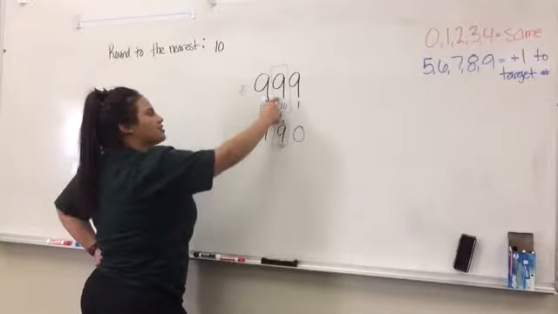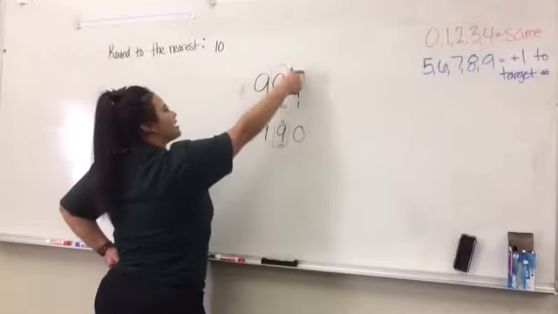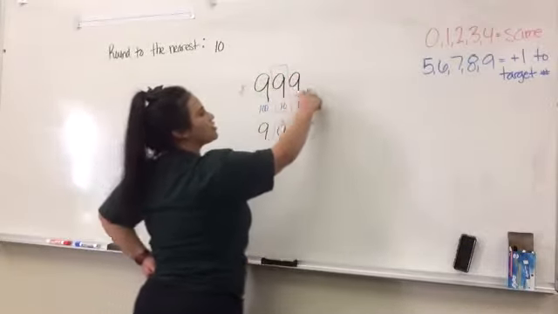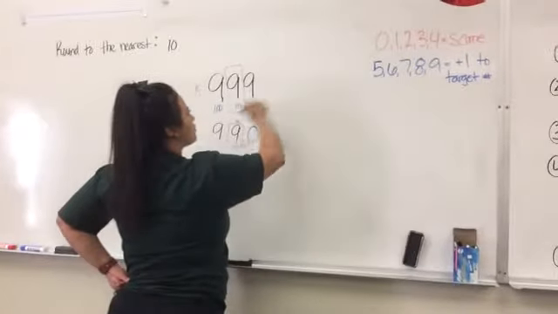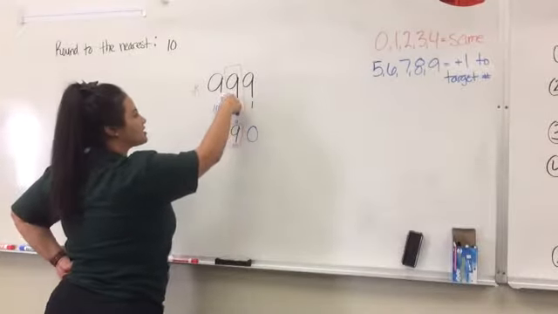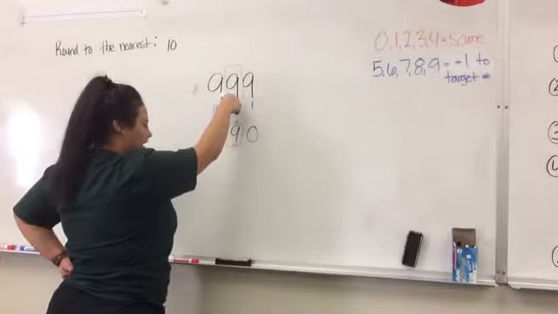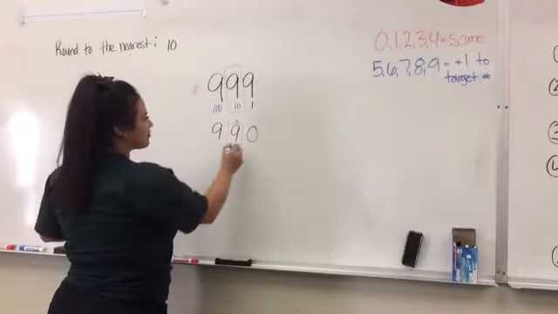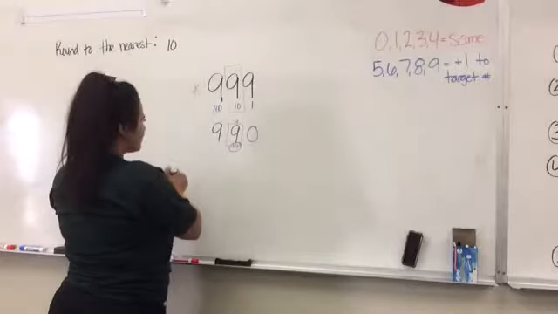So we're going to go back to our original. Are we looking to the left or to the right? To the right. This is a 9. So what does our rule say? If it's a 9, do we add 1 to the target or does it stay the same? We add 1. So this 9 now becomes a 10. Now there's an issue.